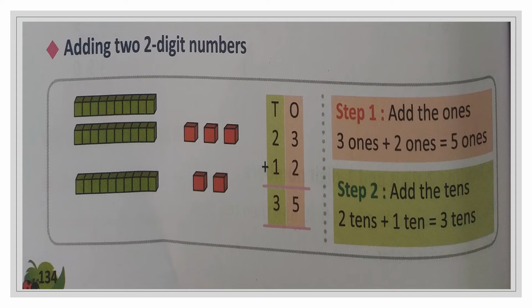Next step is to add the tens column. Here we have 2 tens plus 1 tens, which gives us 3 tens. So, by adding the ones column, we get this 5 and then we get 3. 2 tens plus 1 ten gives us 3 tens. That way, we get the answer 35. Children, I hope you have understood the concept of addition of two digit by one digit and two digit by two digit. Let us now move.